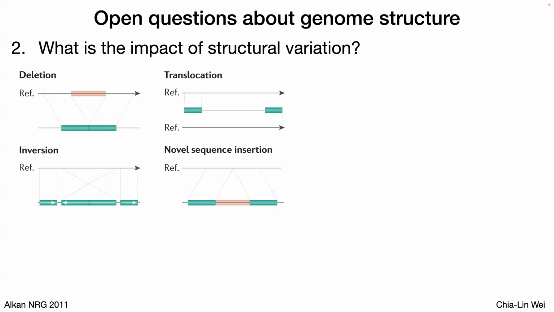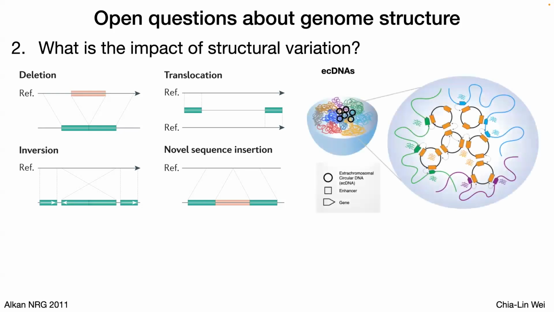Now, these are usually sequence alterations that are larger than 50 base pairs and include things like deletions, translocations, inversions, as well as novel sequence insertions. Increasingly, in the last decade or so, extrachromosomal DNA circles are another form of structural variation that have been implicated in various forms of cancer and disease progression. However, understanding the impact of structural variation has been challenging, and this is for two reasons.